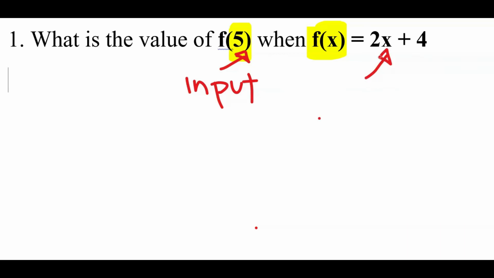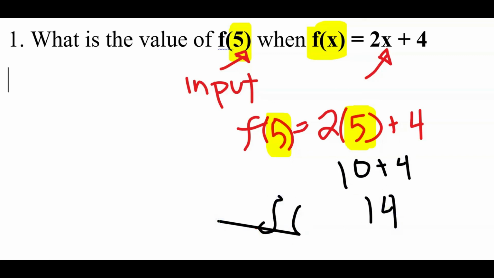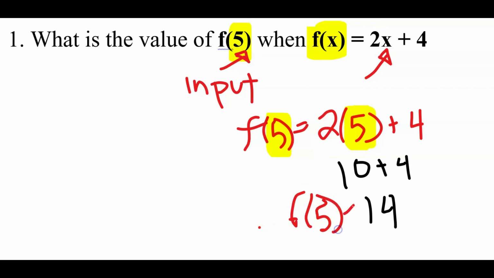That's going to be something that I plug in for x. So instead of 2x plus 4, it becomes 2 times 5 plus 4. So if I'm specifically talking about a value of this function f of 5, that just means I'm taking that value they gave us and I'm plugging it in. And then I would just work that out. 2 times 5 is 10 plus 4 is 14. So the value of f of 5 is 14. So f of 5 equals 14.